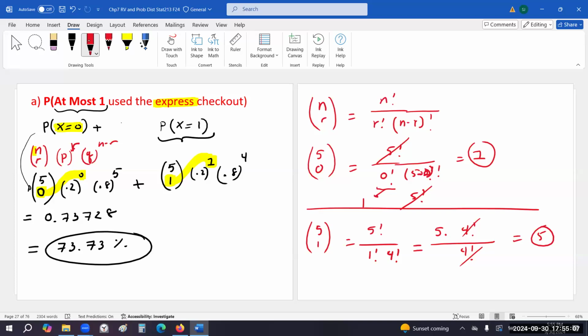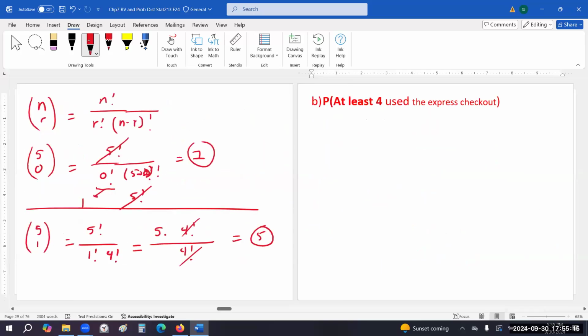Good. Okay, so depending on your question, what they're looking for, we use different variables, different numbers for our x. For example, the next one says what is the probability that at least 4 people use that feature? So the question is, what does at least 4 mean?